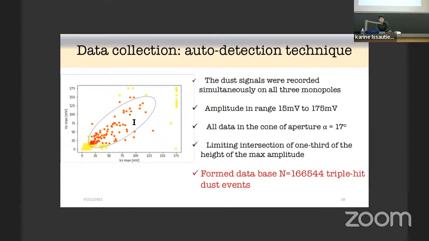And since they are triple hits, it is actually 3 times as many signals, because we have a signal for each antenna.